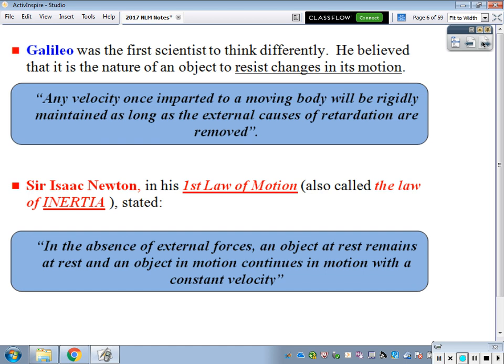Please do me a favor. Underline, highlight, tattoo it on your forearm: with a constant velocity. That is a very important piece of Newton's first law. It's not just that it's going to move. It's going to move in a very specific way. And any change in velocity must be a result of external forces. Now, I know in our demonstration for second law, we started talking about external forces. It also comes up here. An object at rest remains at rest in the absence of external forces, and an object in motion continues in motion with a constant velocity in the absence of external forces.